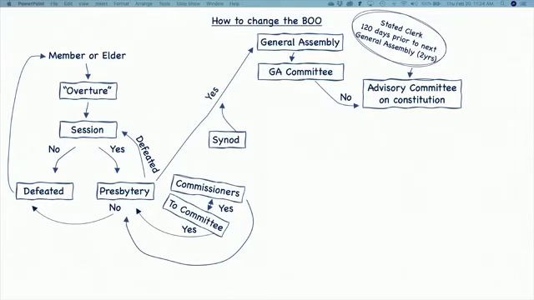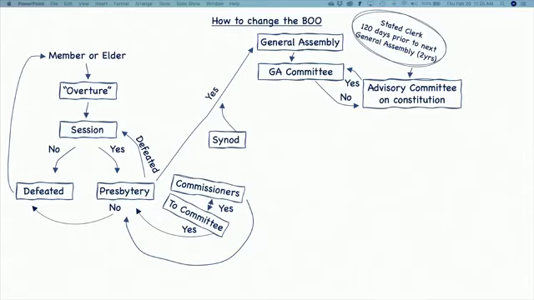If the General Assembly Committee says no, it goes back to the Advisory Committee either to change it, rewrite it, or it gets sent back, all the way back. If they say yes, it goes back to the GA Committee that gets added to the agenda for the General Assembly. The General Assembly then votes on it, all right, after discussion. Most of the time, the question is called and they refer it back to the advisory committee.